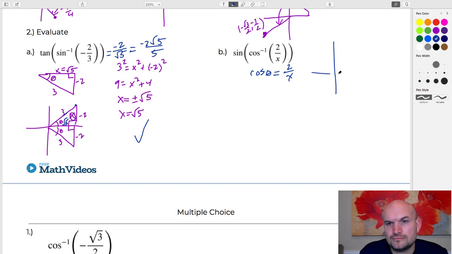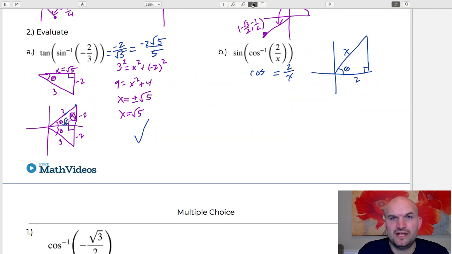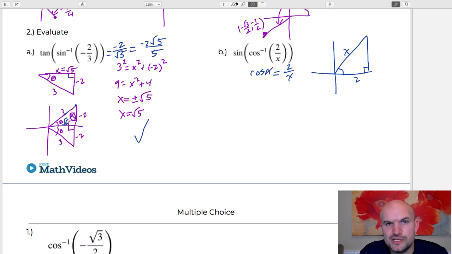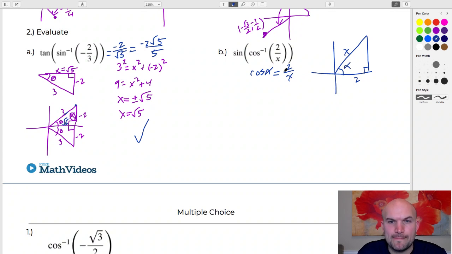So I don't really need to worry about a coordinate system here, but I will anyways. So this is 2 over x for some angle theta. And actually, let's just use a different angle. Let's just use alpha here, just to change it up. Okay, so from this angle, we don't actually need to solve for x. It's just asking us to evaluate the sine of the cosine inverse. Well, the cosine inverse gives us this information.